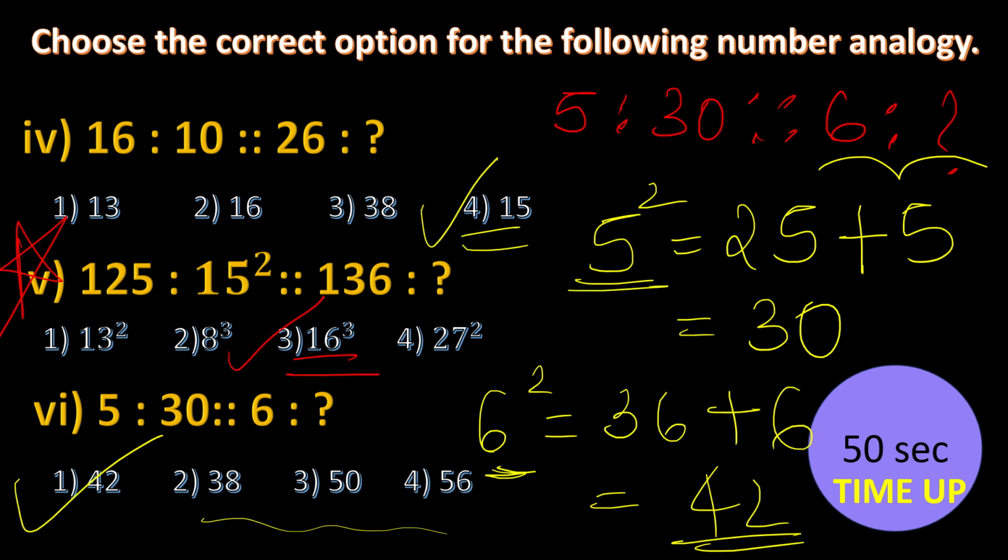For 5 square you will do plus whatever square you have done, that number only you will add. So plus 5. 6 square you will do, that will give you 36, plus 6 you will do, which will give you 42.